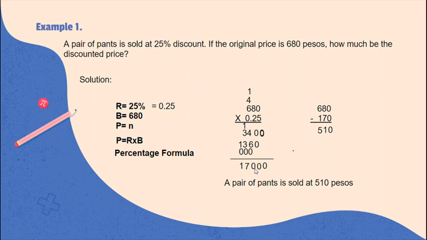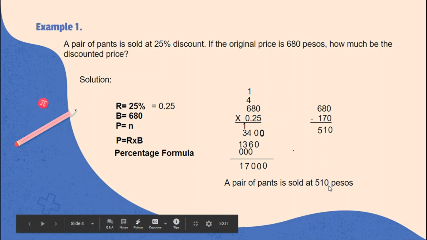To find the cost of the pair of pants, we are going to subtract this 170 pesos, which is the 25% of 680, from the total price to find the new price of the discounted pair of pants. So 680 subtracted by 170. 0 minus 0 is 0, 8 minus 7 is 1, and 6 minus 1 is 5. So the new price of the pants after the 25% discount is 510 pesos.